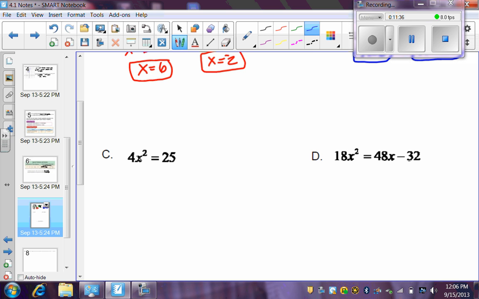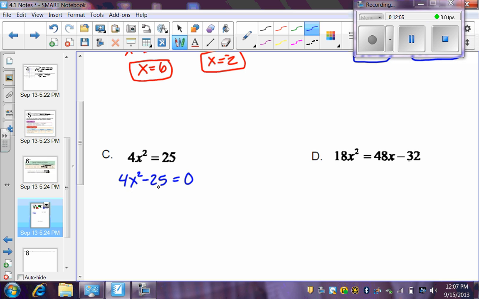Part C. Because the directions say to find the zeros by factoring, you have to get this equal to 0 first. And I'm going to do whatever it takes to leave with a positive x squared. So that means instead of moving the 4x squared over, I'm going to move the 25 to the left side. The opposite of adding 25 is subtracting 25. So that gives me 4x squared minus 25 equals 0.